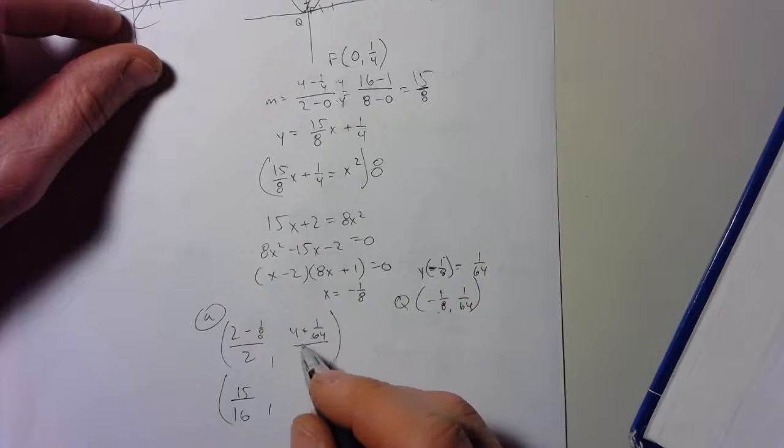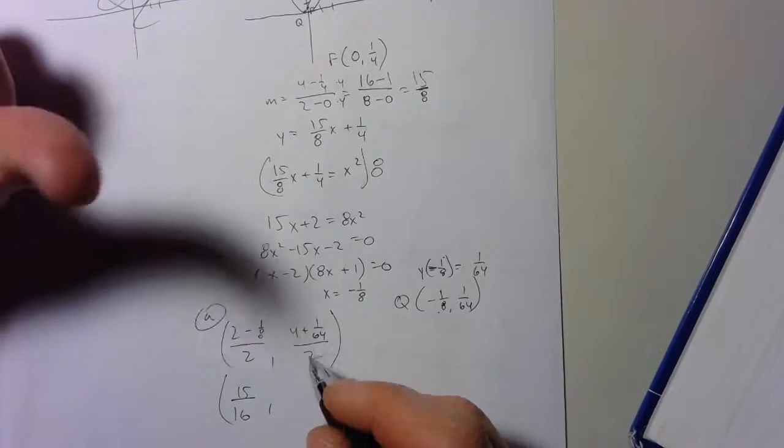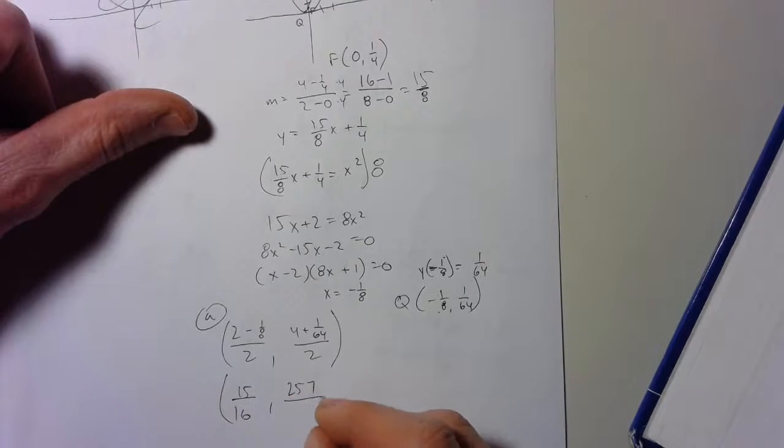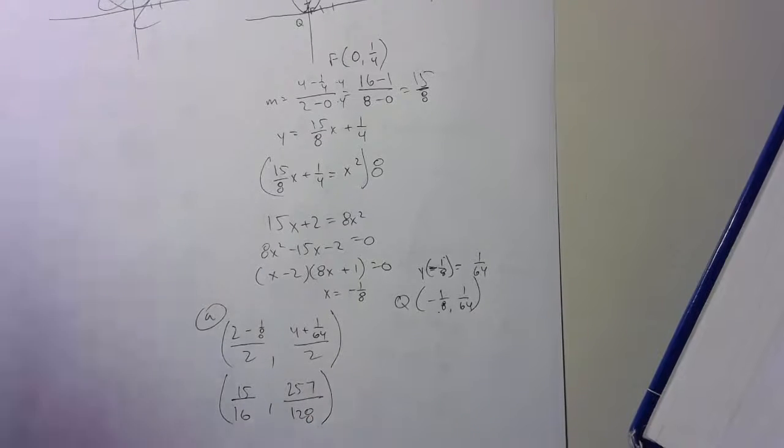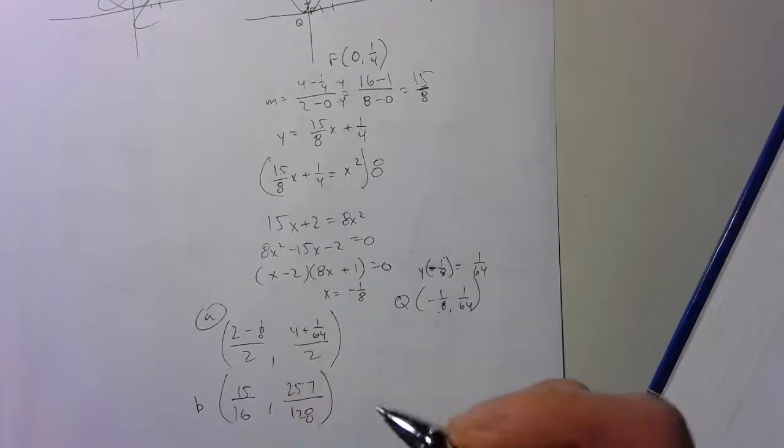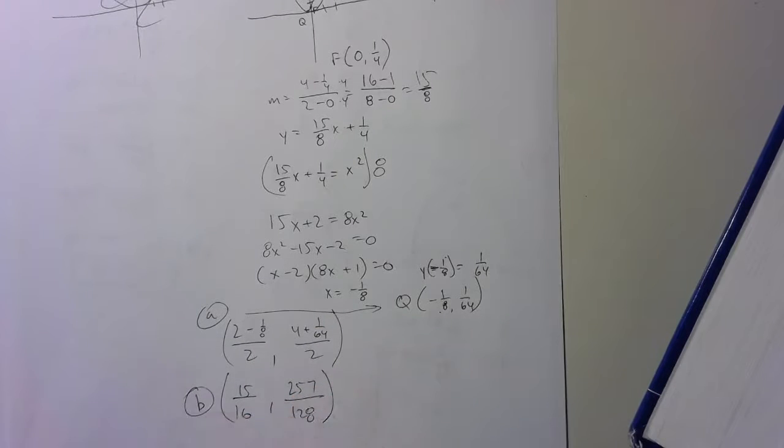So 60, so that's 256, right? 257 over 128. Of course, right? Everybody knows that, right? Okay, so there's my part B. Right, so there's part A, there's part B, which is my coordinates to the midpoint. Okay, so let's start with the next one.